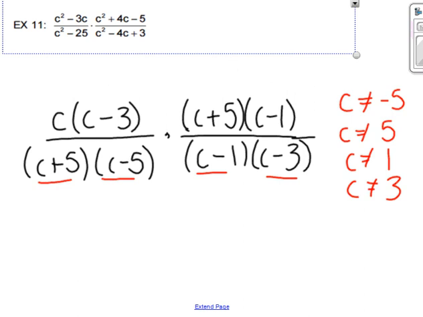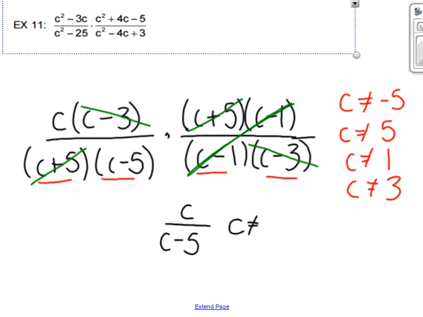Once you do that, now we start dividing out, which is the fun part. I see the c minus 1 over c minus 1, that's a 1. Then we get c minus 3 over c minus 3, and a c plus 5 over c plus 5. So that seems like it. Now I'm left with c on the numerator, and on the denominator, c minus 5, where c cannot equal all these: 5, 1, and 3.